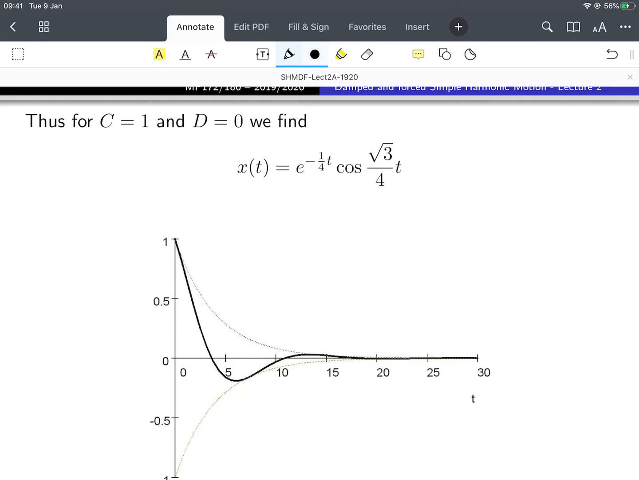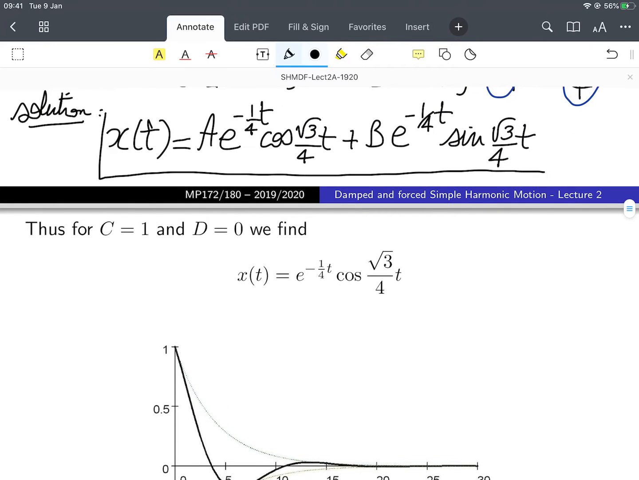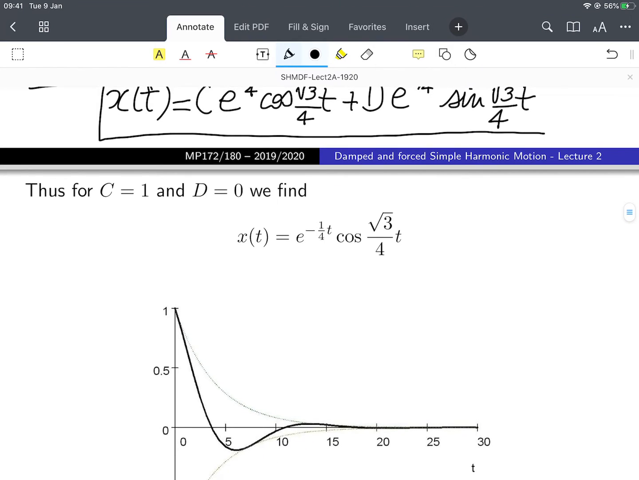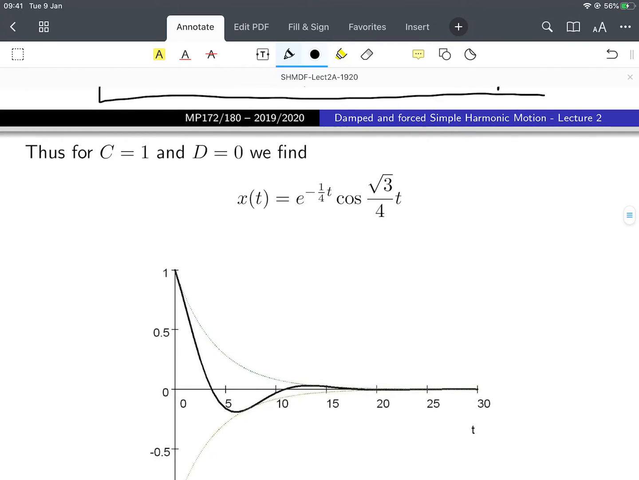what it looks like, I've taken C is 1 and D is 0. Oh, I'd call them A and B. Okay, these are arbitrary constants, so I can call them A, B, or C and D, it doesn't matter. But if I take the first one to be 1 and the second one to be 0, I'm going to end up with this function here.